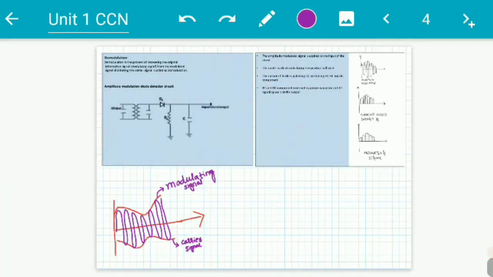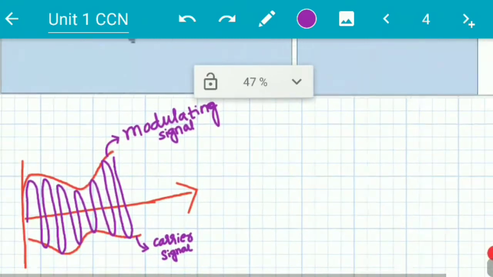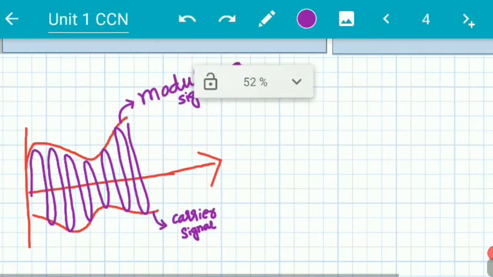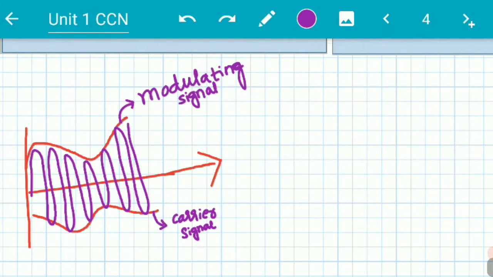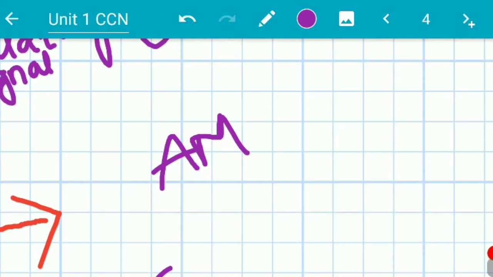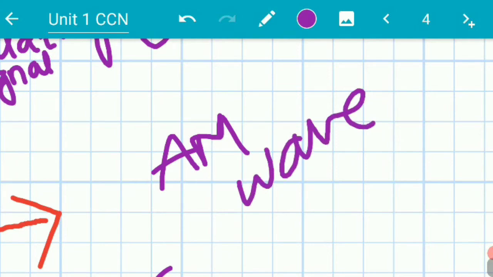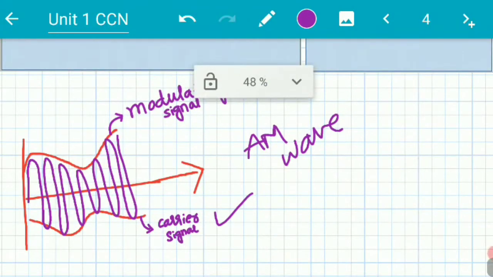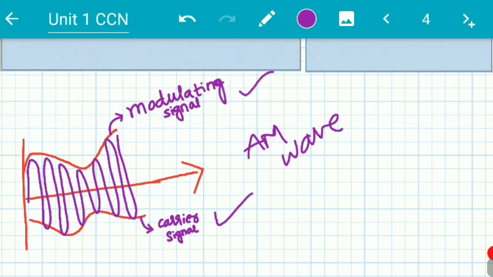Just for instance, for understanding purposes, we shall consider the diagram given here. In this diagram, we are able to observe two things: the modulating signal and the carrier signal, and this is an AM wave. What do you mean by AM wave? Amplitude modulated wave. The amplitude modulated wave consists of the modulating signal and the carrier signal. Both put together it becomes an amplitude modulated wave.